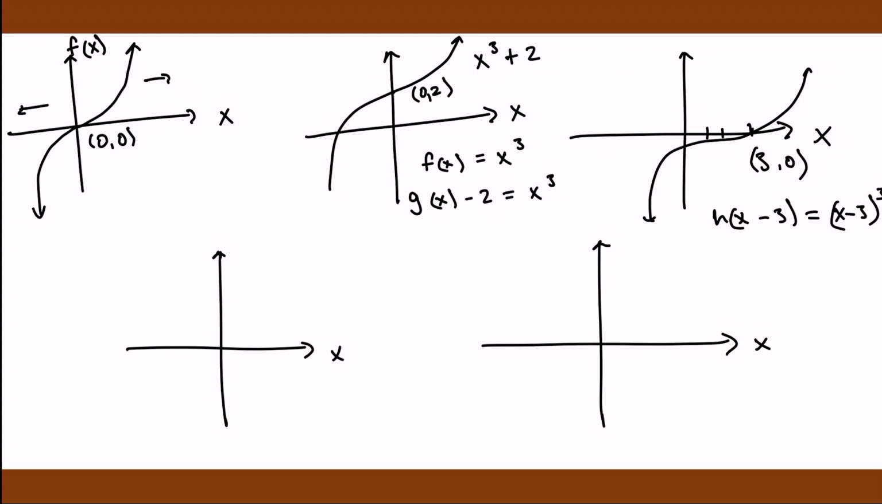This will be a reflection, so if it still goes through 0, 0, and it's reflected now, notice that as x gets really small, it gets really, really big, opposite of this one here.